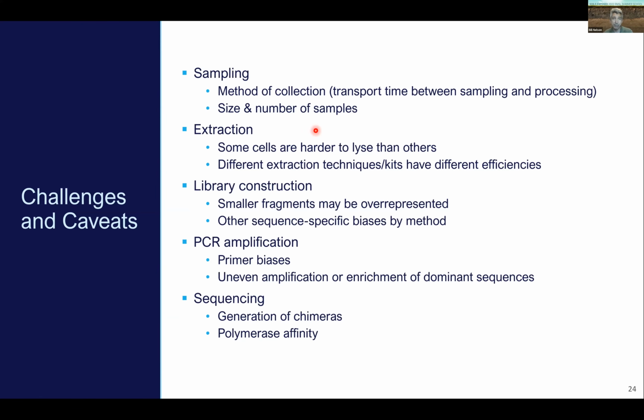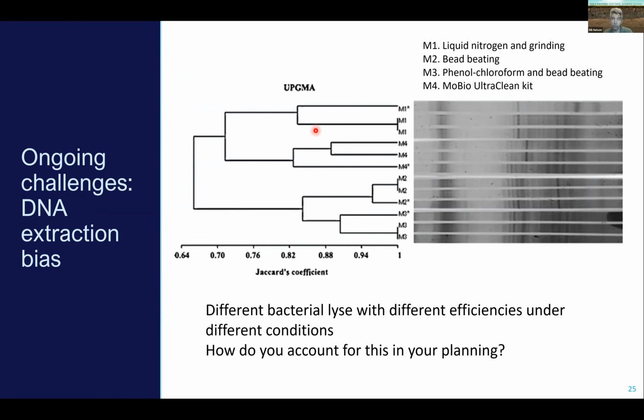So I do have an example of this. This is a study that was done comparing 4 different extraction techniques. So method 1 was liquid nitrogen, freezing the cells and then grinding them up. Method 2 was bead beating. Method 3 was phenol chloroform and bead beating. And method 4 was a purchased kit.